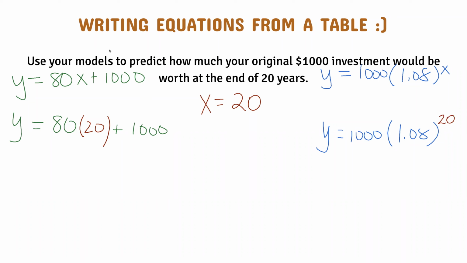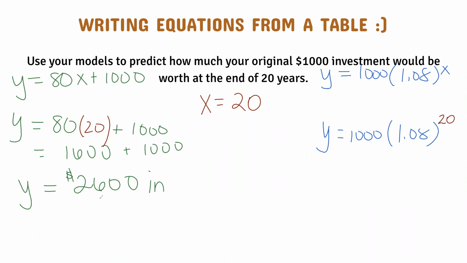So if I get my calculator, I do 80 times 20 is 1,600 plus 1,000. You are going to have $2,600 in 20 years, at the end of 20 years. Let's look at how much you're going to have exponentially. So be careful when putting this in your calculator. Typically you want to do this first and then multiply it by 1,000, because sometimes I'll see my students accidentally do 1,000 times 1.08 and then take it to the 20th power.